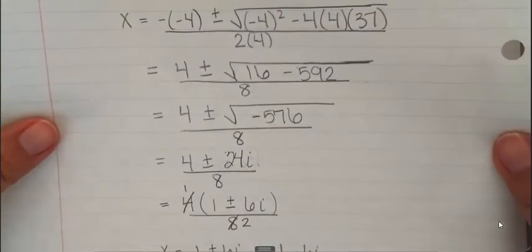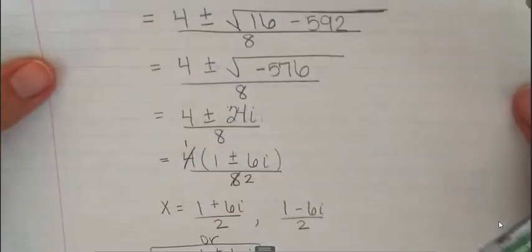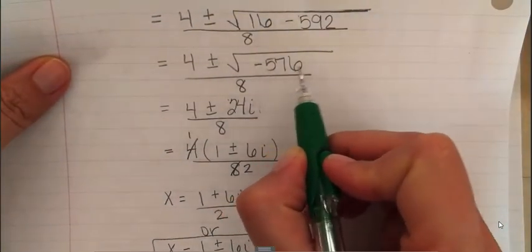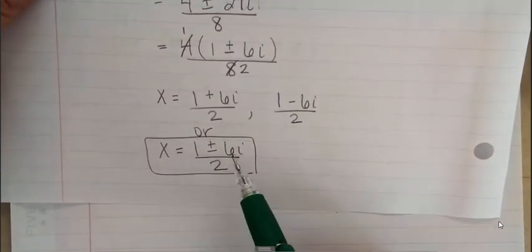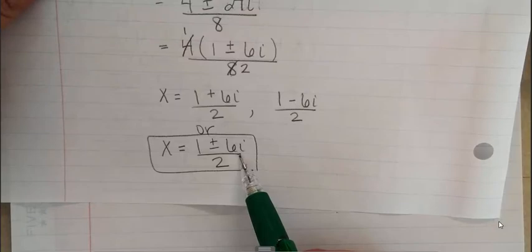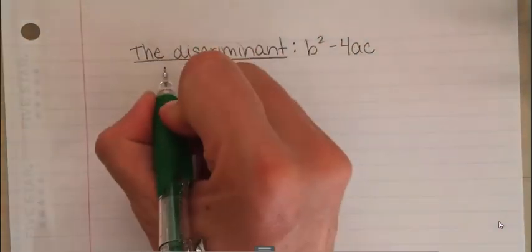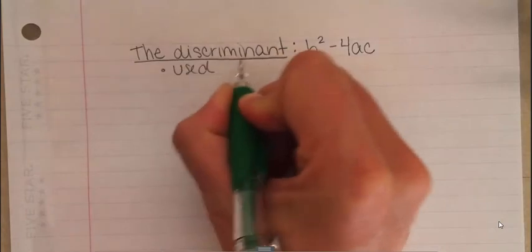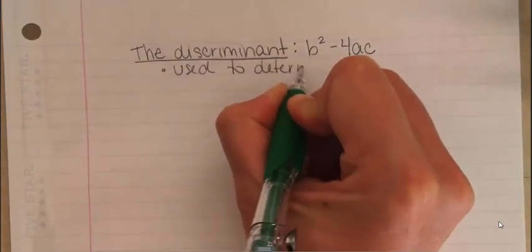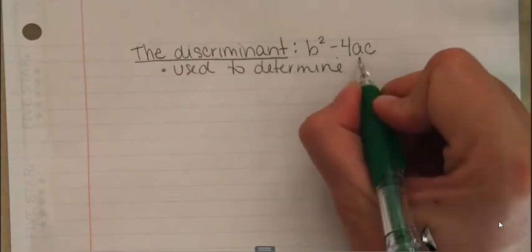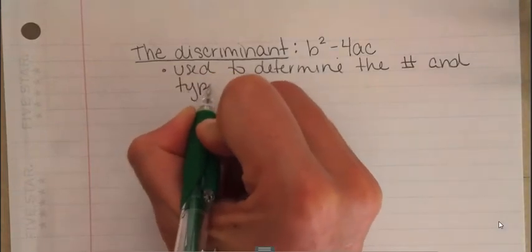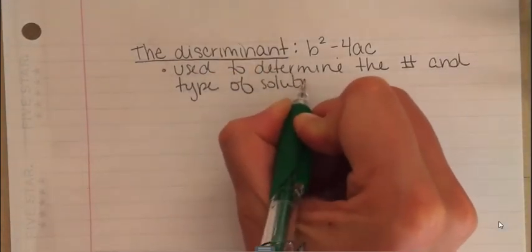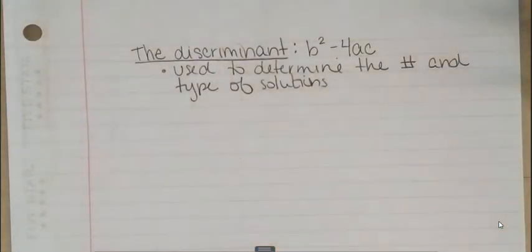So for example, in example 1 that we just finished, my discriminant here was negative. So when I graph this, I'm actually not going to have any x-intercepts because they are complex numbers. And we only graph these in the real plane. Okay, so the discriminant is basically used to determine the number and type of solutions. Are they real? Are they complex? And therefore we can't graph them.